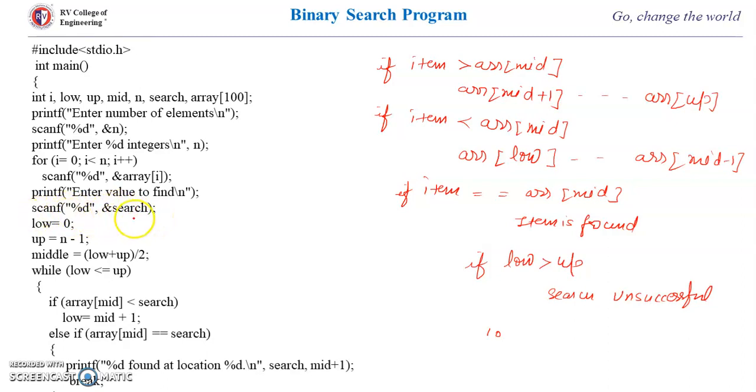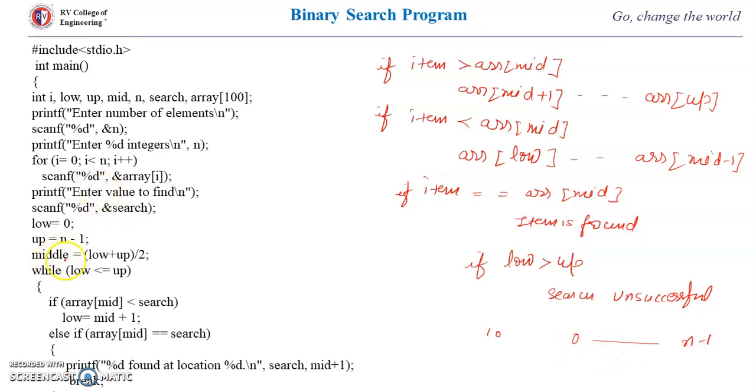and then we need to write one scanf function to take input from the user through the keyboard. Okay, and then low will be 0, the first element, and this up will be n minus 1, that is the last element, because whenever we say array, 0 will be the first element and n minus 1 will be the last element in the array.